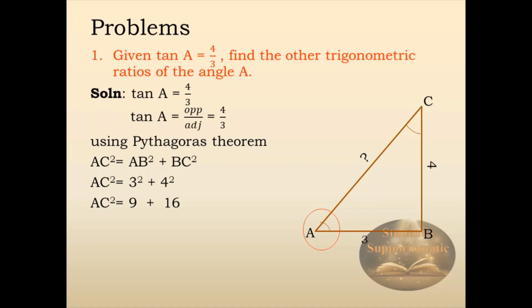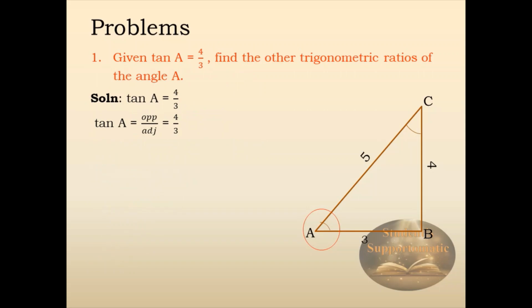3 square is 9 and 4 square is 16. The sum of 9 plus 16 is 25. So AC square is equal to 25 and AC is equal to square root of 25. 5 square is equal to 25. Therefore AC is equal to 5. Now we got the value of the hypotenuse side, that is 5. Now we know the values of the three sides, 5, 4, 3. So now tan A is given.